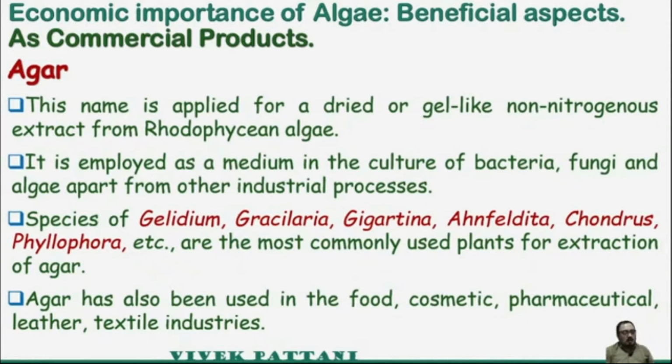Simply how are they extracted? I'm just going to give you a brief idea. Basically the dried and washed algae is extracted under pressure, clarified, filtered and allowed to be extracted under pressure. Finally the algae is chopped and placed in a freezing room at very low temperatures. Agar has also been used in food, in cosmetic as well as pharmaceutical industries, also the leather industries, textile industries, etc.